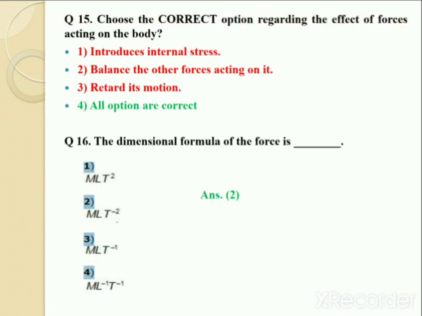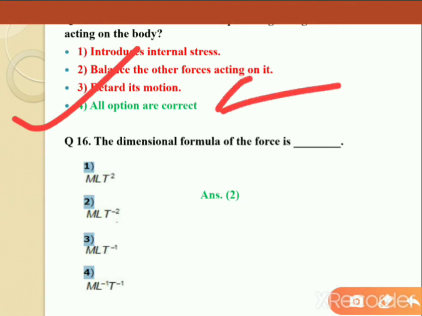Next question. Which is the correct option regarding the effect of forces acting on a body? You can see internal stresses: as force is applied, obviously internal stress will generate. Balance of other forces acting on it, yes, it's also correct. Retard its motion, yes, force can retard a motion, or force can make a stationary object movable. So it is also correct. So here option 4, all the options are correct.